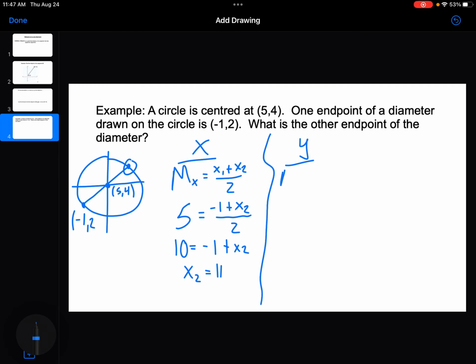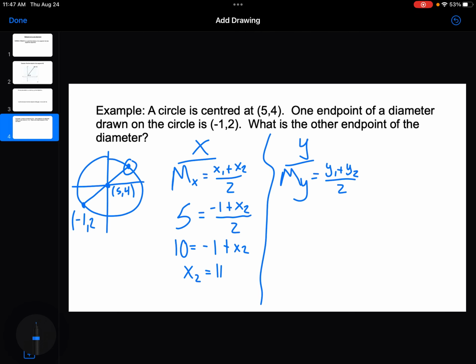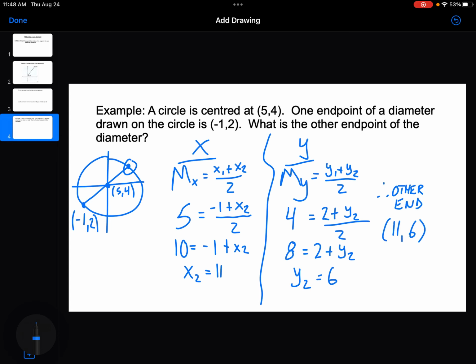Well, that's the first value. Now we're just going to do the same thing with our y's. The midpoint of y is going to be (y1 plus y2) all over 2. We put in our y value: we've got a midpoint of 4, and we know y1 is going to be 2 from our point. So we have (2 plus y2) over 2. Then we get 8 equals 2 plus y2, and we get y2 equal to 6. Therefore, our other end is always (x, y), so we get (11, 6).